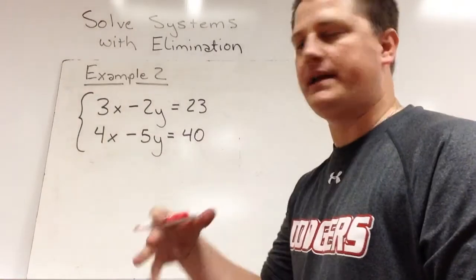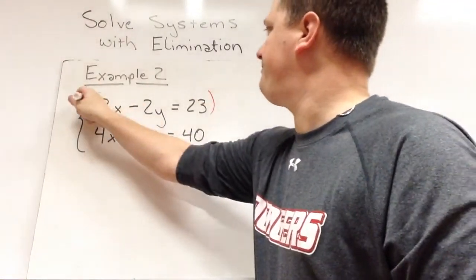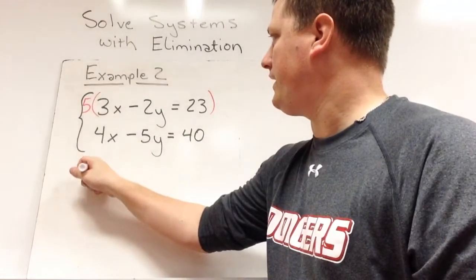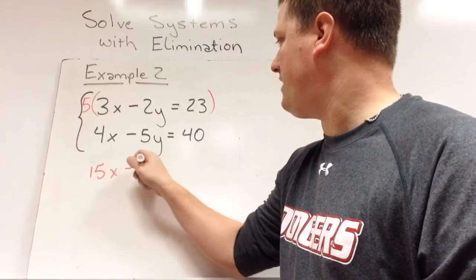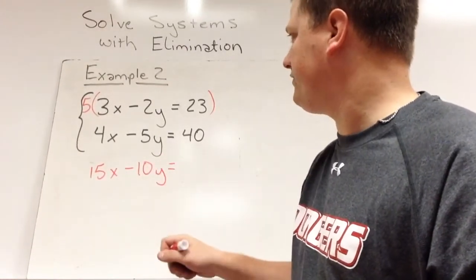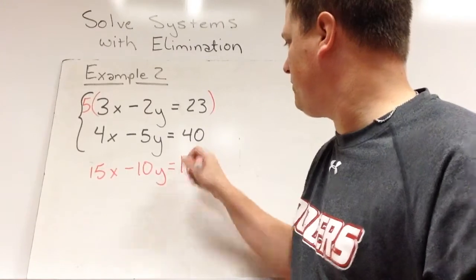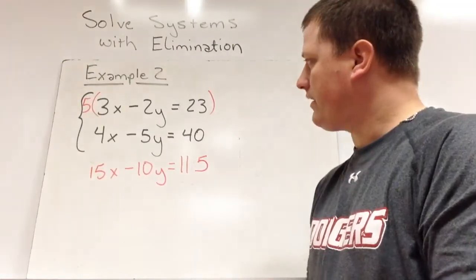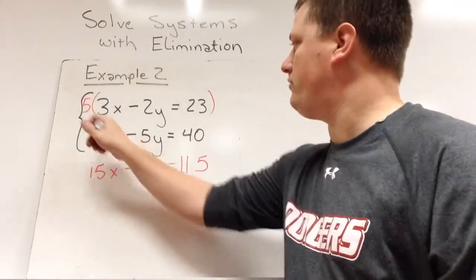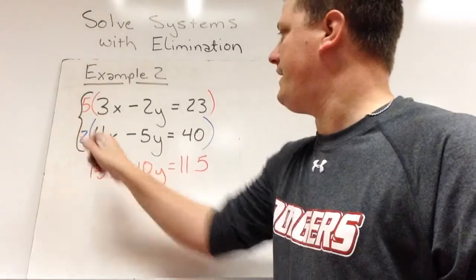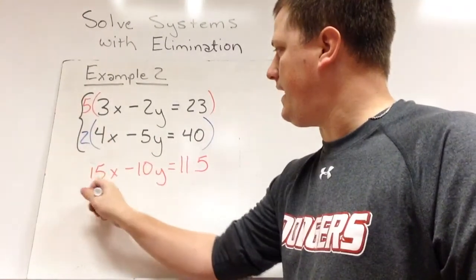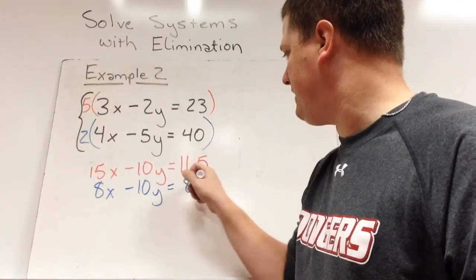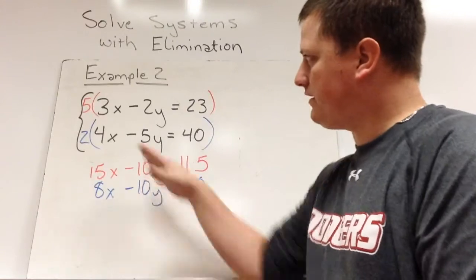So to turn 2 into 10, we have to multiply by 5. Well, if we multiply one thing by 5, we've got to multiply all of it. So we're going to get 15x minus 10y equals 115. Oops, one too many ones. 115 there. Okay? To turn the second one into a 10y, we have to multiply everything by 2. So we're going to get 8x minus 10y equals 80. Okay, so here's our new system.